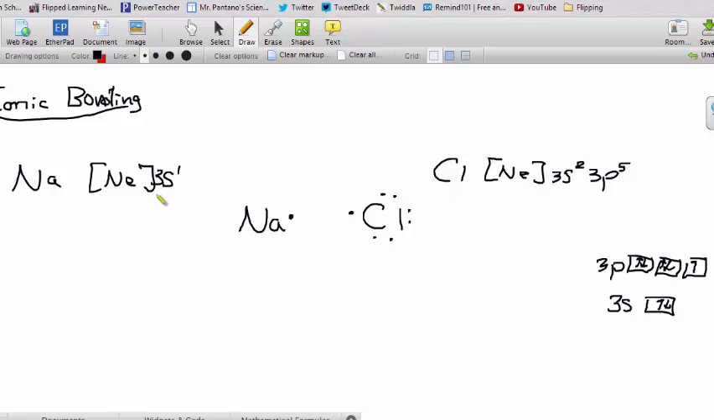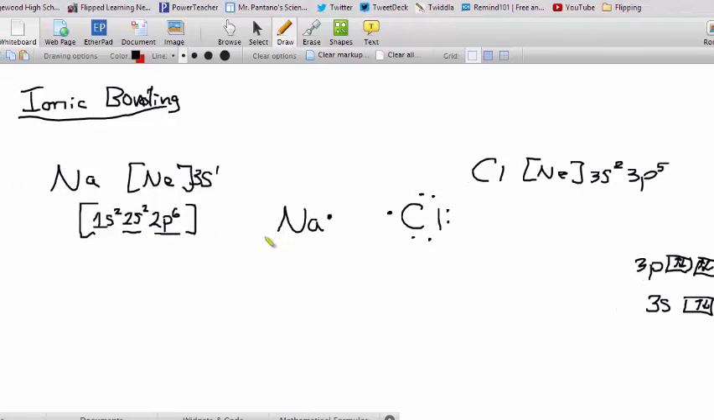Now sodium, we know, wants to be stable. It wants to be isoelectronic, or have the same number of electrons as neon. Neon, if you remember, is 1s2, 2s2, 2p6. That's neon, and neon is stable. It's a noble gas. It's stable because it has 8 valence electrons.